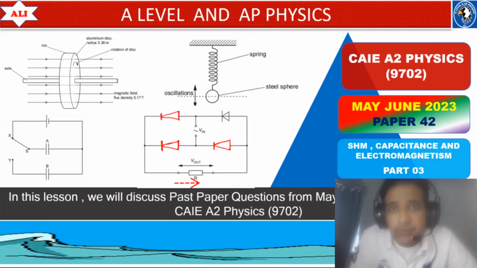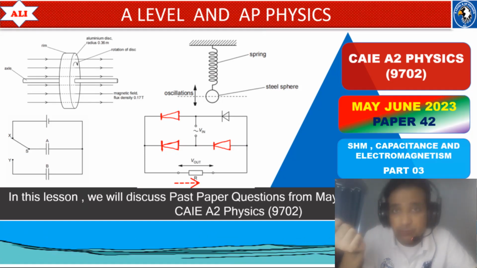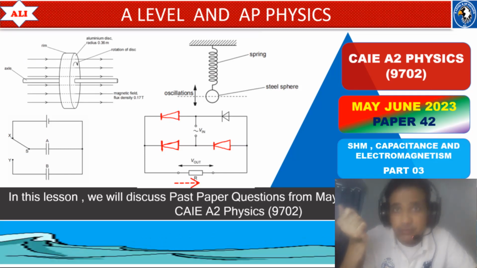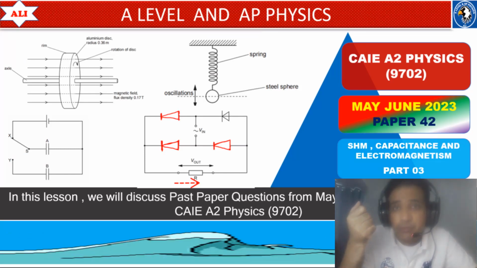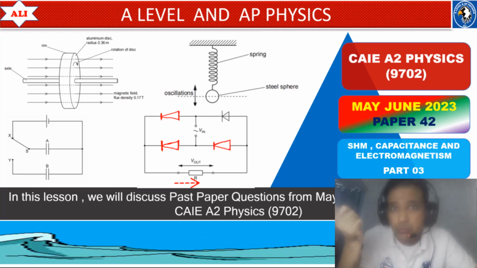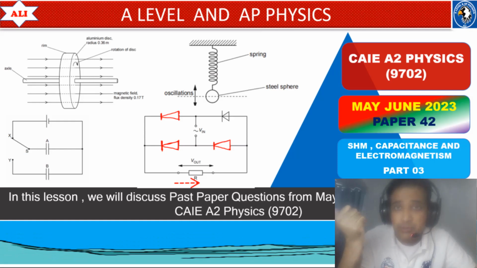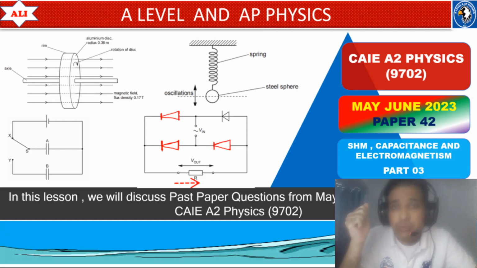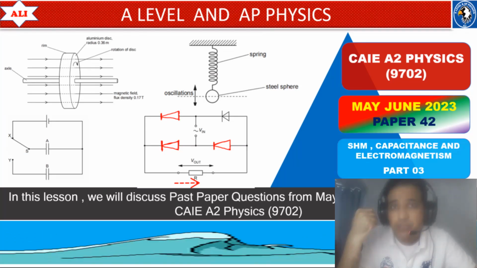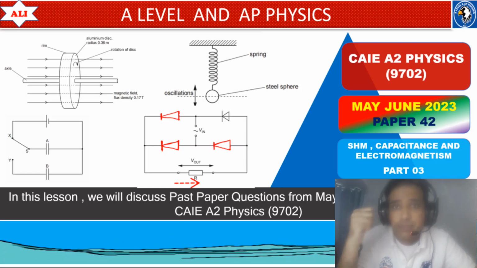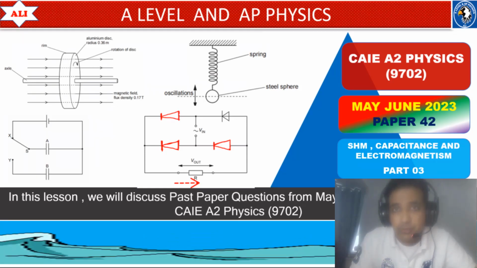In today's lesson, we will discuss past paper questions from June 2023, paper 4, variant 2. In the last two videos, we have already talked about gravitational field and thermal physics questions. Today's lesson, we will start from simple harmonic motion. We will also talk about electromagnetism. We will also discuss electromagnetic induction in today's lesson. As always we do, we will discuss these questions in detail so you can improve your conceptual understanding of these topics and also you can have better understanding of these questions. Let's study together, let's improve together.